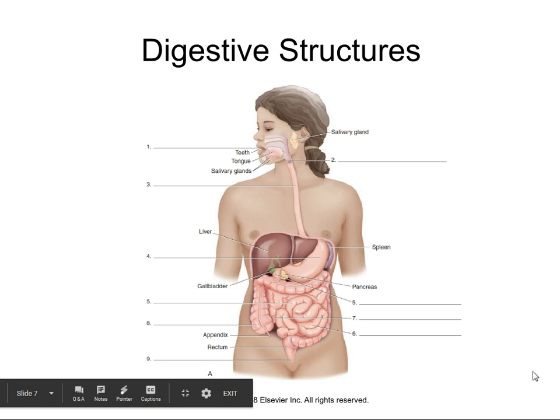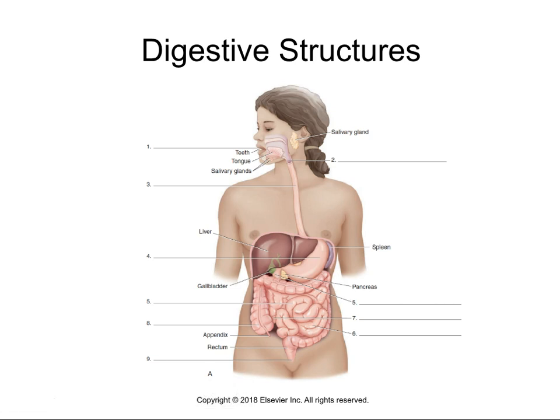Here we're looking at the digestive structures. Hopefully you have a pretty good idea of these labels from our first activity in class. Digestion begins in the mouth, which is number 1. Within the mouth, the teeth grind and chew the food before it is swallowed. The mass of chewed food in the mouth is called a bolus. Bolus is one of your pronunciation terms. So a bolus is a mass of chewed food.